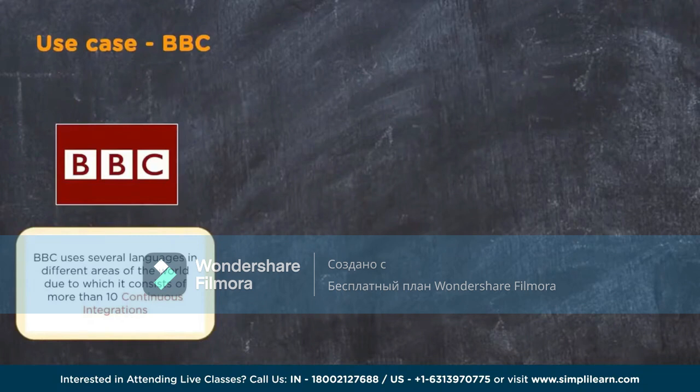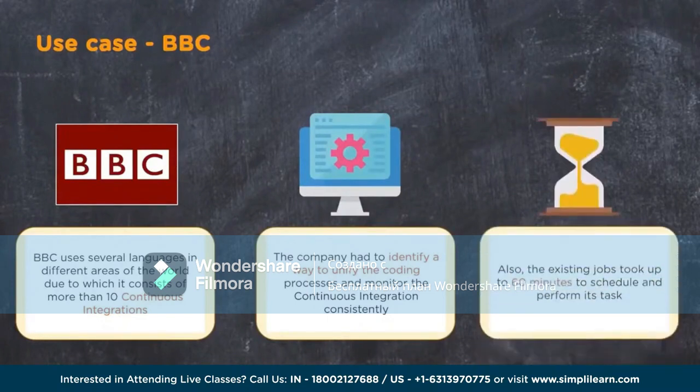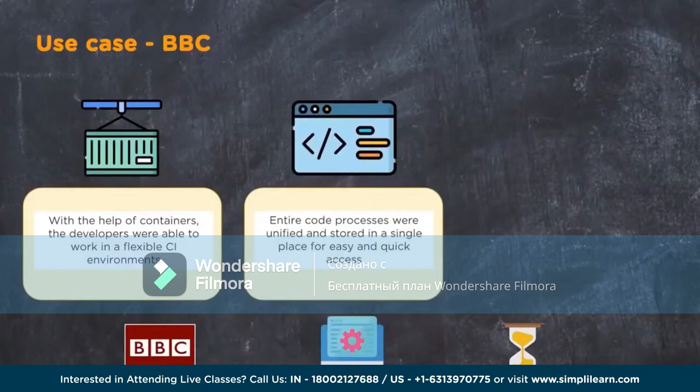The news channel ran more than 26,000 jobs with more than 10 continuous integrations with sequential scheduling. The company had issues with identifying a way to unify the coding process and monitor the continuous integration consistently. Also, the existing jobs took up to 60 minutes to schedule and perform their task. Docker allowed BBC News to eliminate job wait times and run jobs in parallel. It also gave the users the ability to work in a more flexible CI environment where entire code processes were unified and stored in a single place.